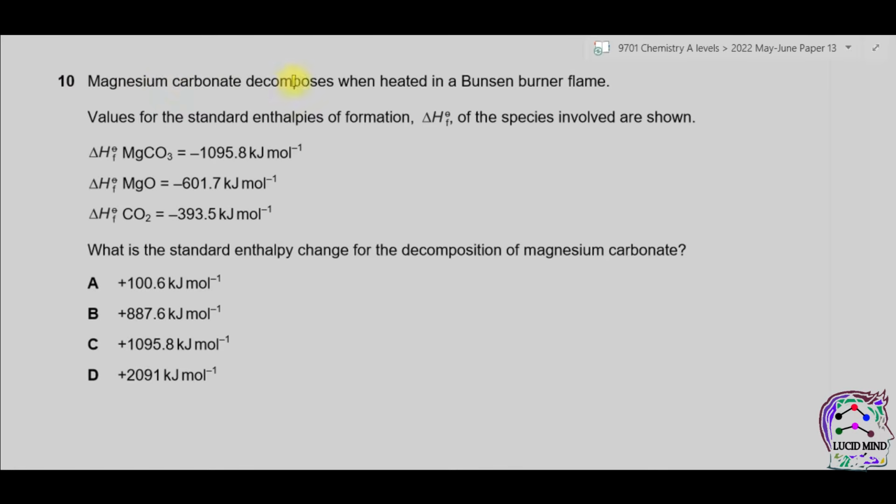Question number 10. Magnesium carbonate decomposes when heated in a Bunsen burner flame. Values for standard enthalpy of formation, delta HF, of the species involved are shown. We have delta HF of magnesium carbonate, delta HF of magnesium oxide and of CO2. All are given. What is the standard enthalpy change for decomposition of magnesium carbonate? So let's draw a cycle and then we can use Hess's law to find out the values. So we have magnesium carbonate, MgCO3.